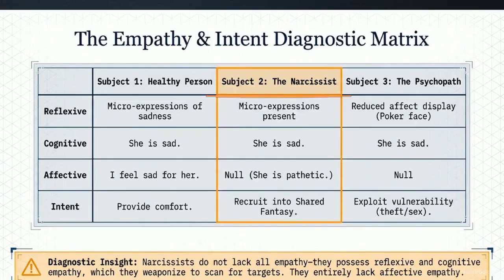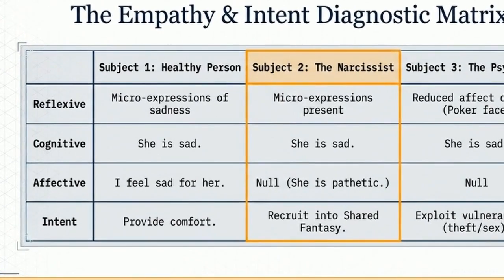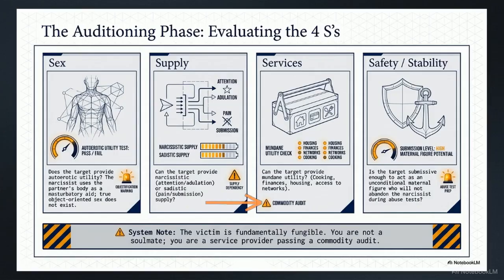During that first meeting, David was weaponizing cognitive empathy to scan Sarah for vulnerabilities. This matrix compares empathy types across profiles. David could observe Sarah and deduce her emotions, but his affective empathy, the ability to feel sadness for her, registers as a null. The system was conducting a commodity audit.